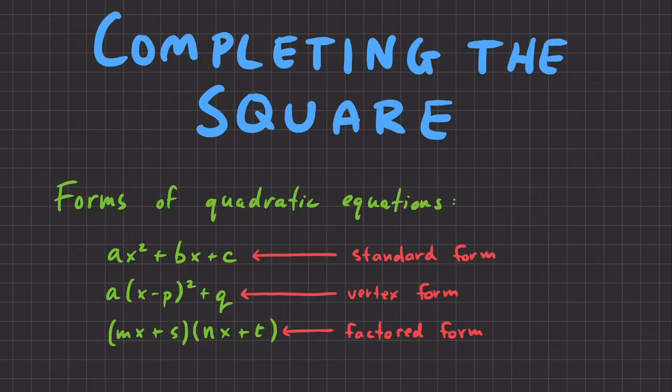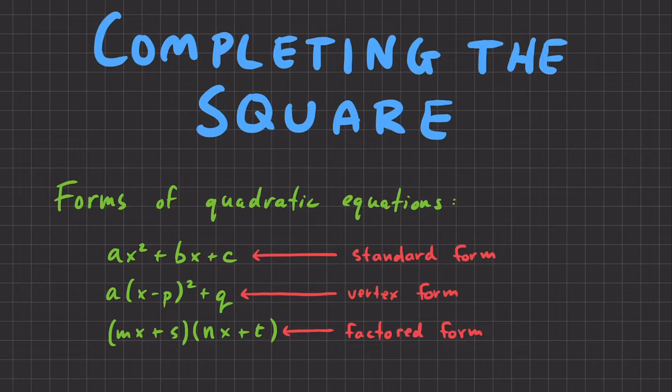Standard form is just like any old polynomial, so we'll come across them a lot in our studies. Vertex form is great for graphing, especially when you want to know where the vertex is. And factored form is great when you want to find the x-intercepts of that graph. So being able to go back and forth between these different forms is really beneficial.